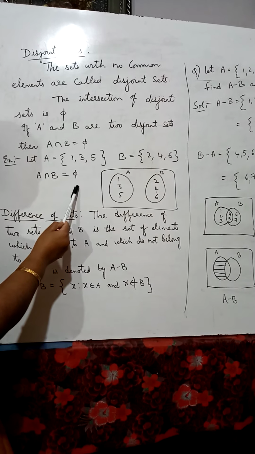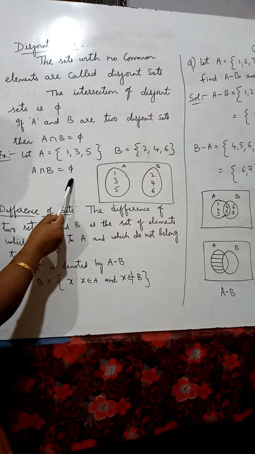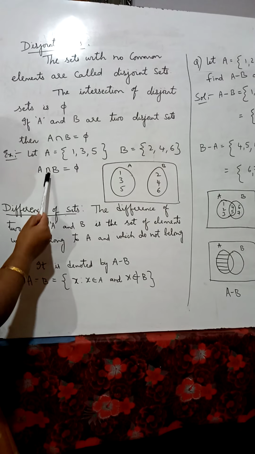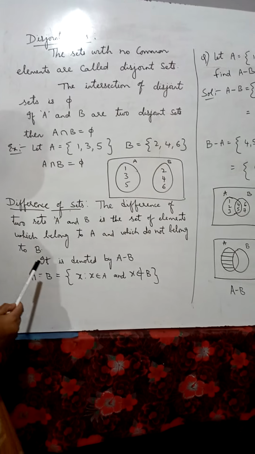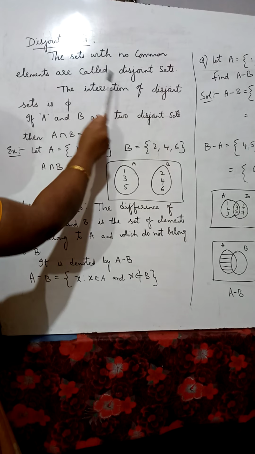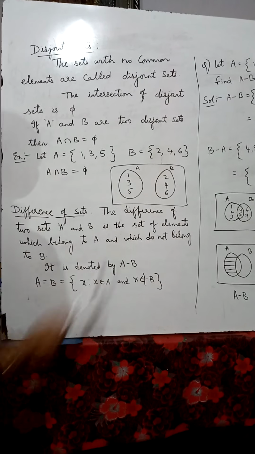The empty set is also represented by the symbol phi. This is called phi. So the intersection of A and B is phi. So this A and B are called disjoint sets. So disjoint sets are sets with no common elements. So A and B here are disjoint sets.